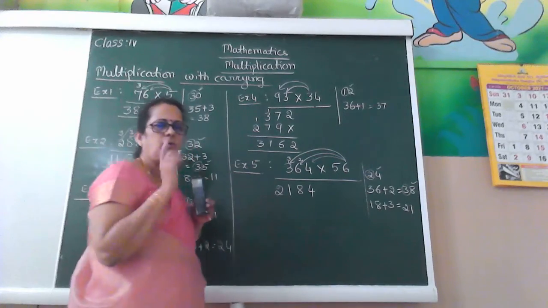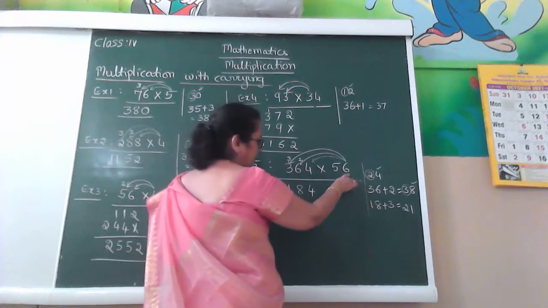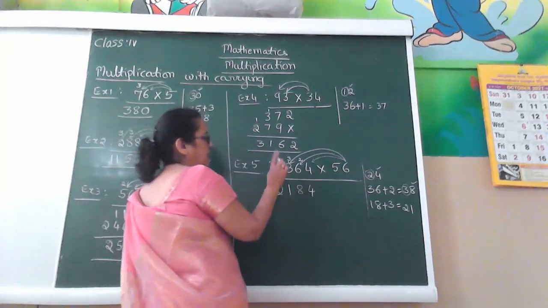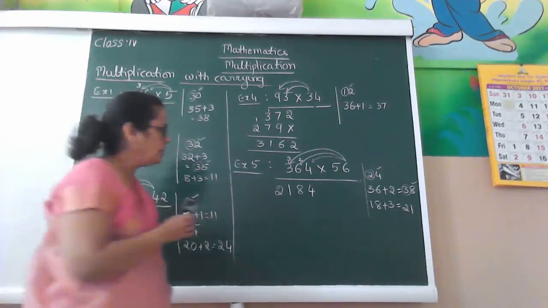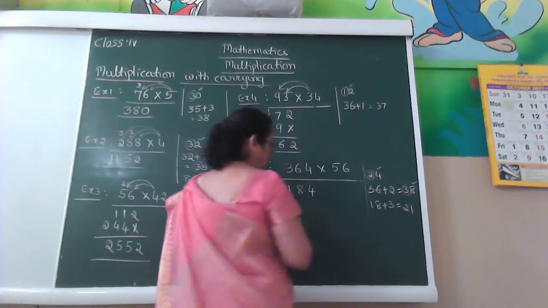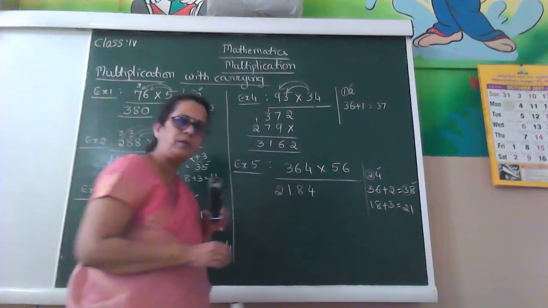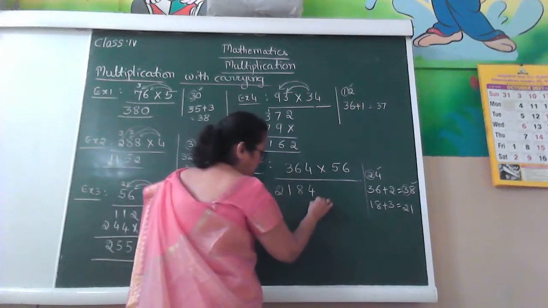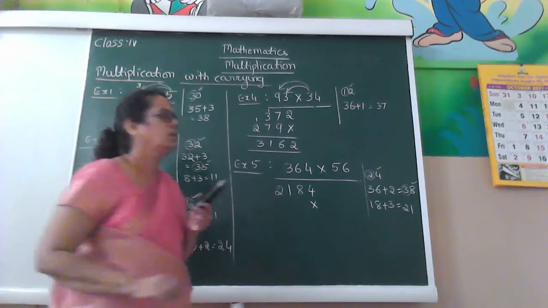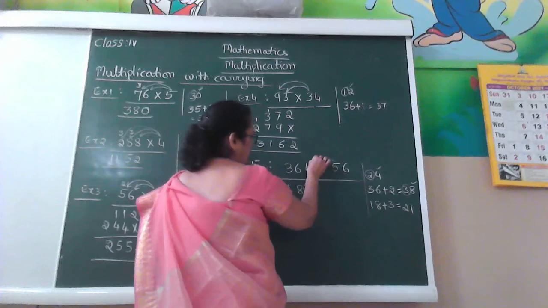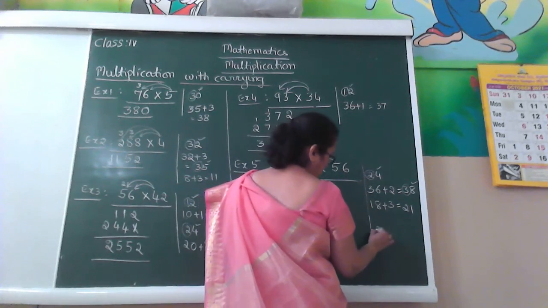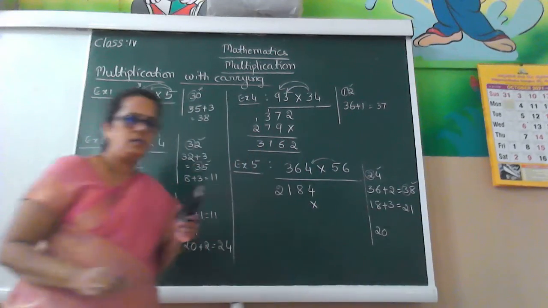You understood? So what I did: with 6 I multiplied first 4, then 6, then 3. Now I got this. Next number is 5. Before that, just give one multiplication mark below 4. Next 5 4s are 20. I'll write here 5 4s are 20.